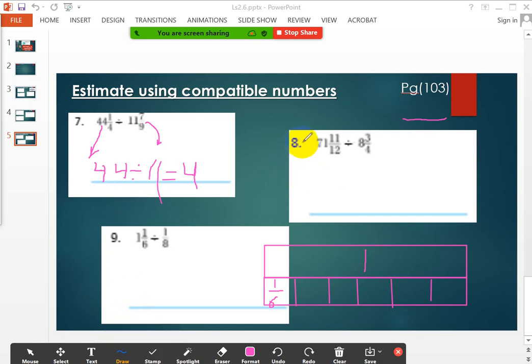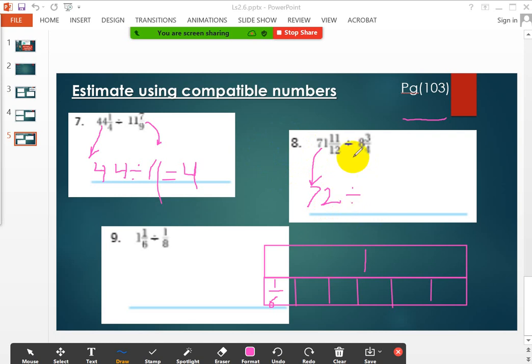Finally, Jenna. 71 and 11 over 12 divided by 8 and 3 over 4. I want to use compatible numbers. What is the closest number to 71 that I can divide by 8? Look, 72. Can I divide 72 by 8? Yes, I can divide it by 8.